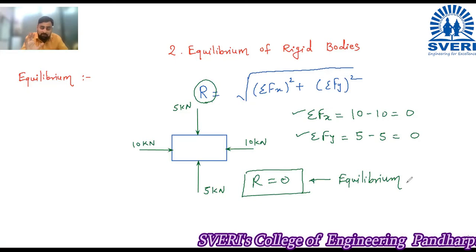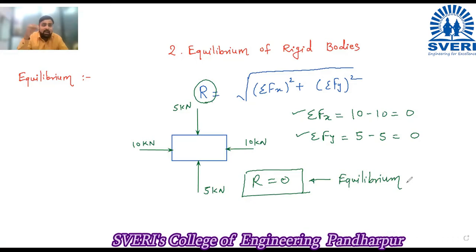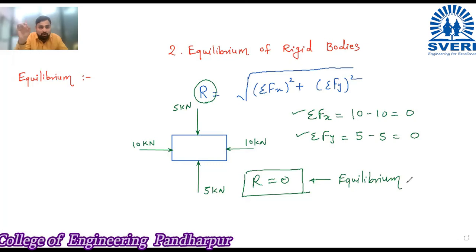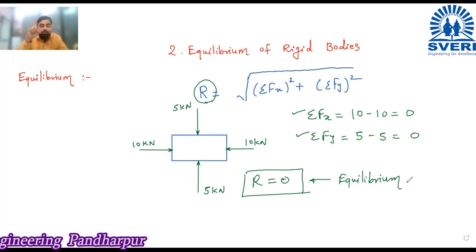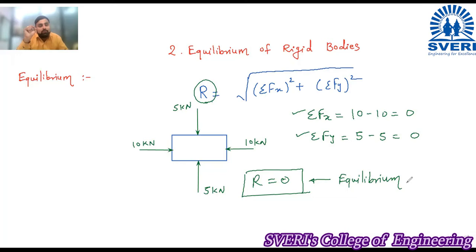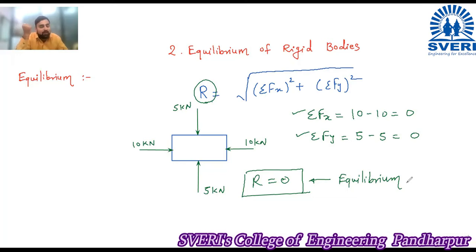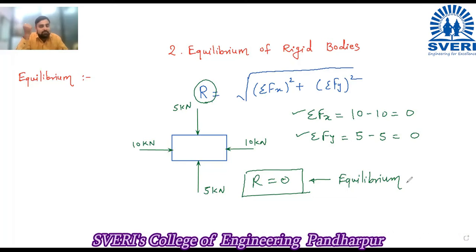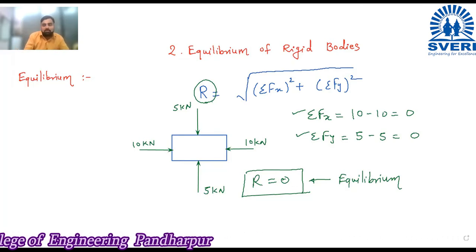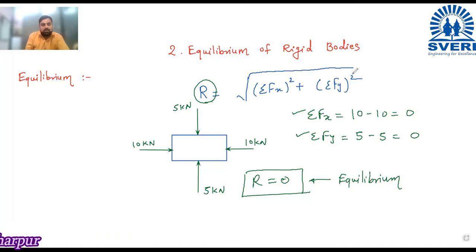Now think logically. Whenever I am saying that a body is in equilibrium, the meaning of that is the resultant force acting on the body is 0. Now you know that R is equal to under root summation fx square plus summation fy square. This is the formula which I have already written over here. So when R is 0, then what will be the value of summation fx and summation fy? Are you getting my question? If not, then just wait. We will move to the next page so that I will explain it to you.